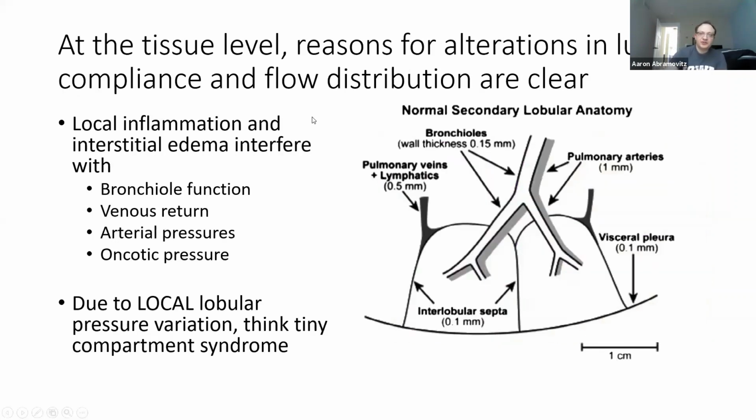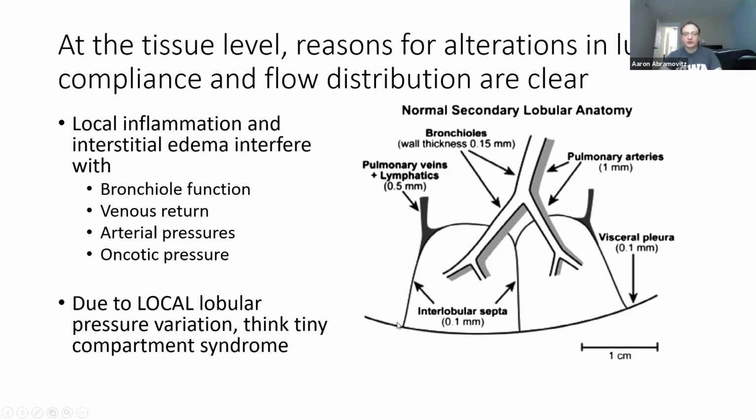Going a level up for the tissue level ARDS, the local inflammation and interstitial edema actually interfere with venous return and bronchial function, because the lungs are organized into these lobules here. If you have enough pressure from edema inside these units, actually these pulmonary veins and lymphatics that run along them will be compressed and unable to take up as much fluid. And if the drainage is impaired, that actually exacerbates the problem of interstitial edema in the lung.